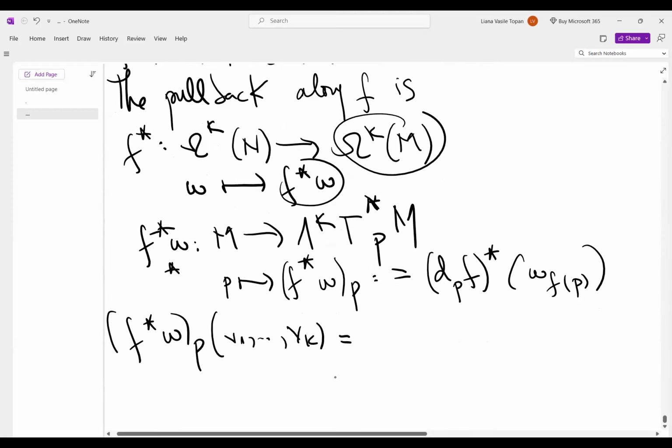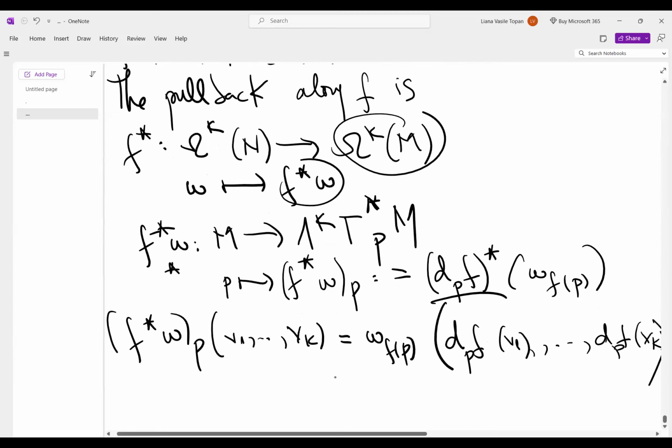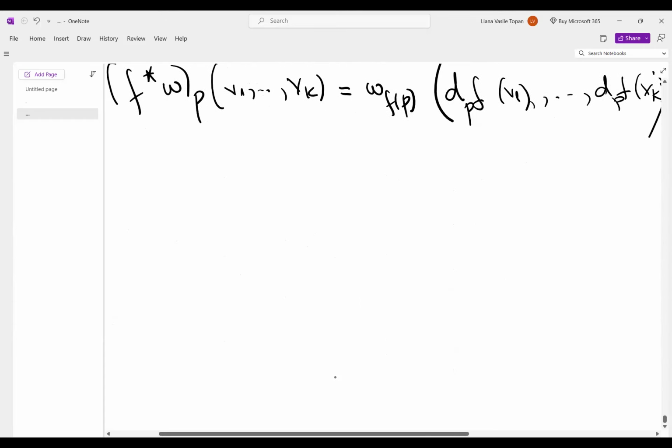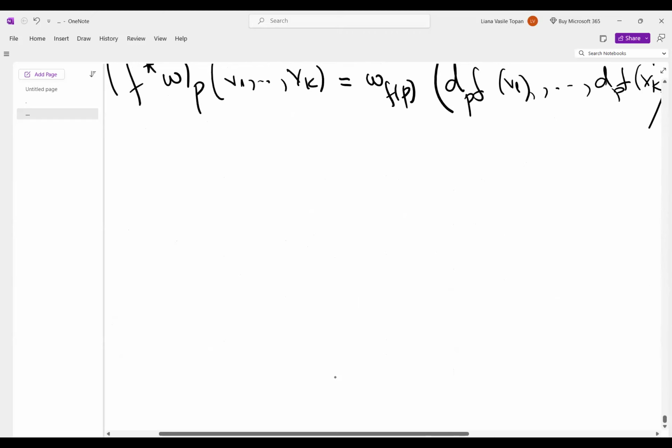And this will be what? This will be omega at f of p applied on the differential of f at p of v1, up to the differential of f at p of vk, something like that. Okay, and now some immediate properties of the pullback, and then we go and compute some examples in a short moment. So it's easier to understand.